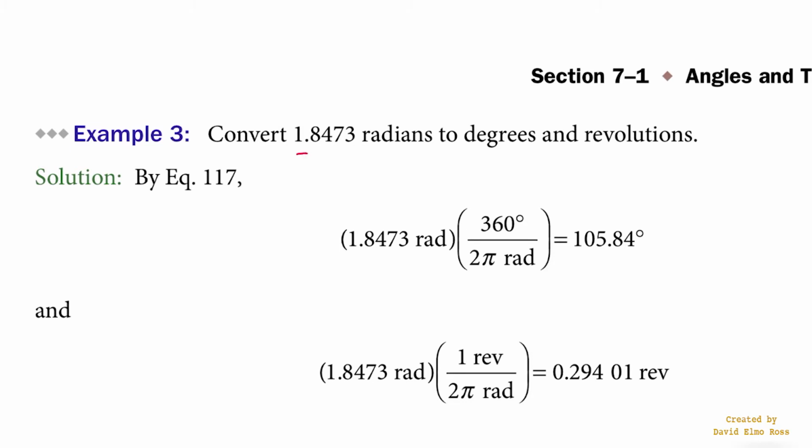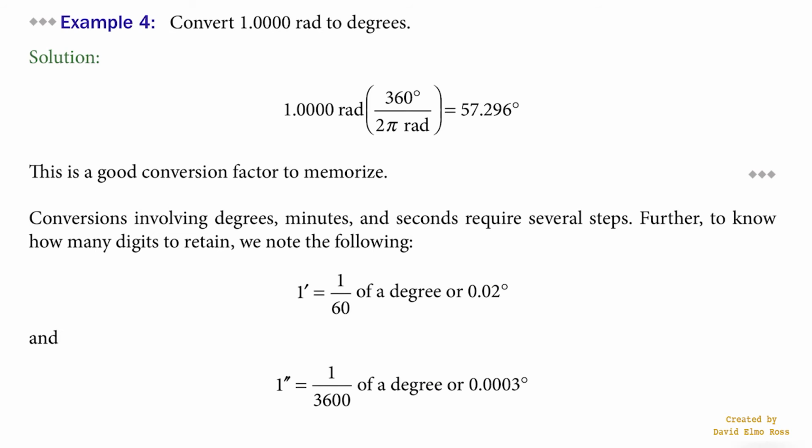If we want to now convert radians to degrees, we're going to take the radians that we have and multiply by 360 degrees over 2 pi radians, and you can see the radians cancel out. When we do the math, we get 105.84 degrees. And we also know that 1 revolution is 2 pi radians, so if we multiply that by the number of radians, again the radians go out, and we're left with 0.29401 revolutions.